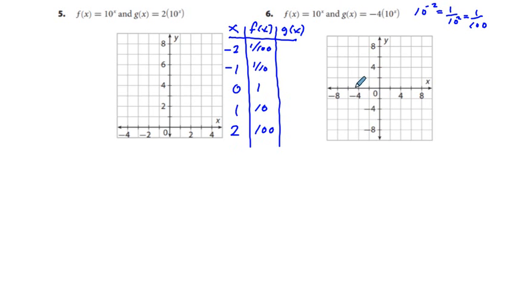So now just sketching in the graph here, at x equals -2, we have 1/100th. At x equals -1, we have 1/10. At x equals 0, we have an output value of 1. At x equals 1, we have an output value of 10. So I hope you can see here that we have a very steep growth function here.